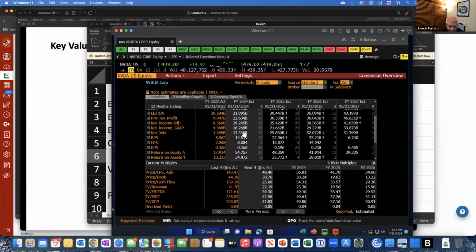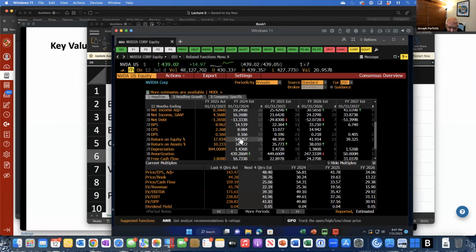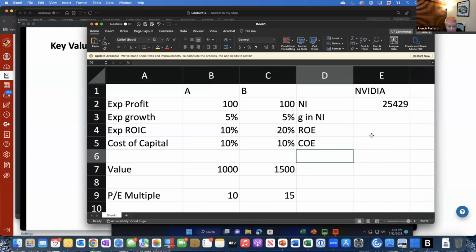Expected to be 55%, 48%, 42%, 39%. I'm going to say 40, somewhere in that range. Just ballpark it. These are the analyst guesses for the next 4 years, long term, about 40% a year. Okay, taking a swag. 40% return on equity.